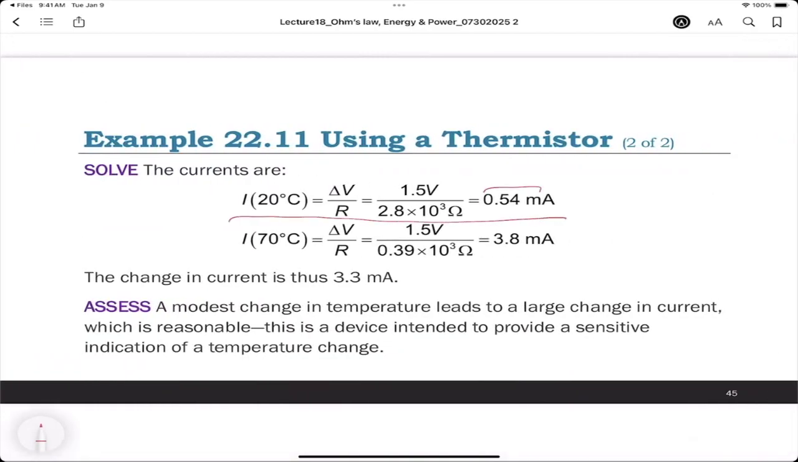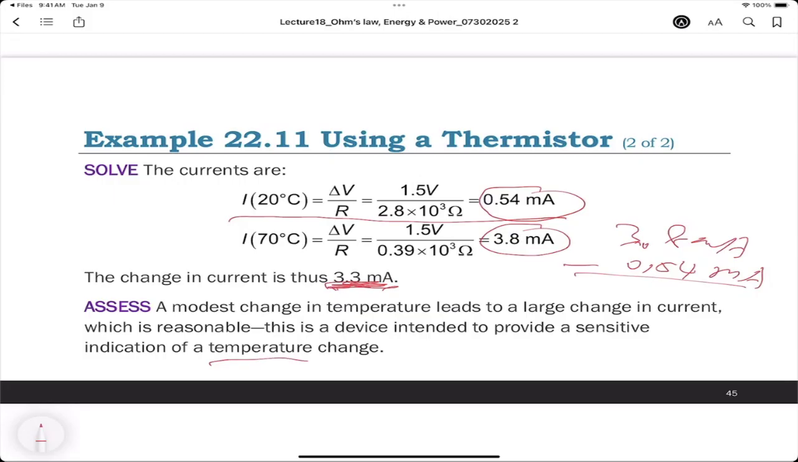This is the current for the 20 degrees, and this is the current for the 70 degrees. The change in current is 3.3, because you take 3.8 mA minus 0.754, and then it will equal around 3.3 mA. A modest change in temperature leads to a large change in current, which is reasonable. This is a device intended to provide a sensitive indication of a temperature change.